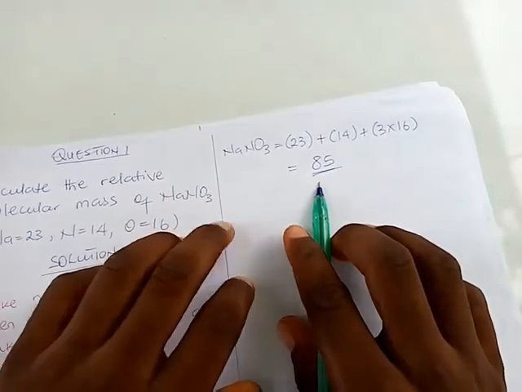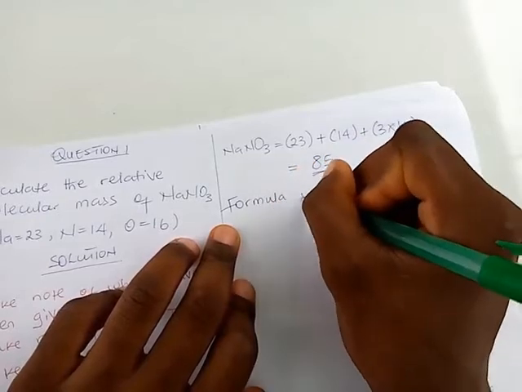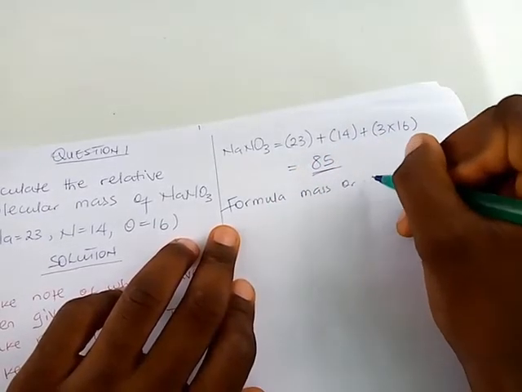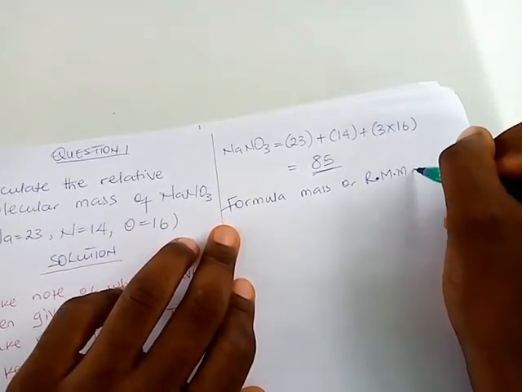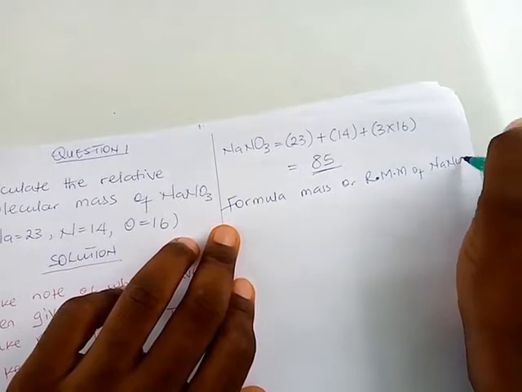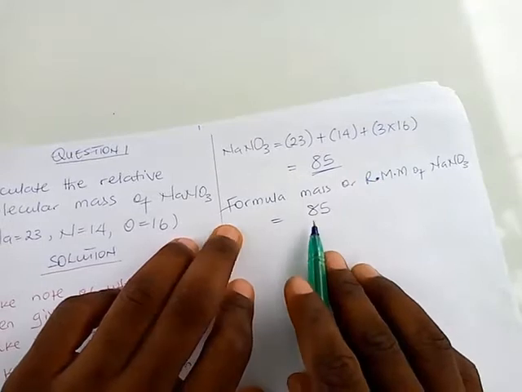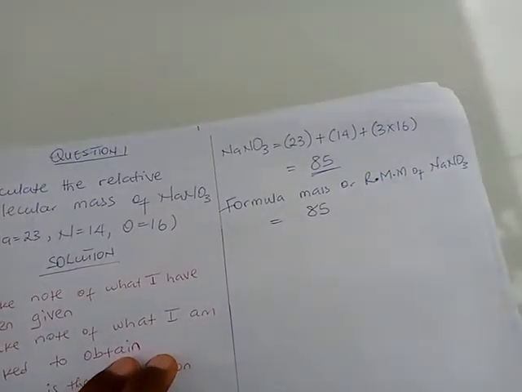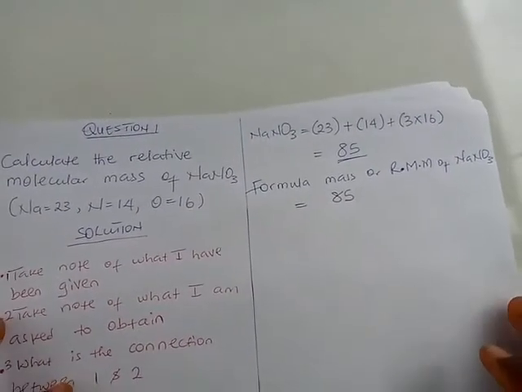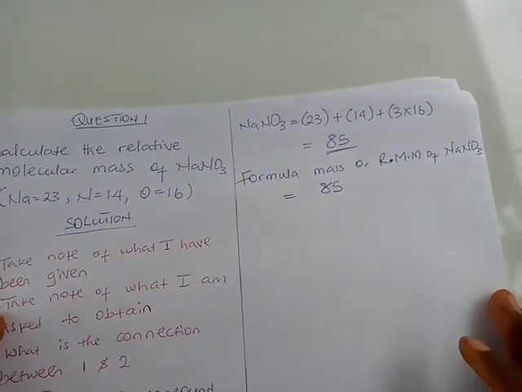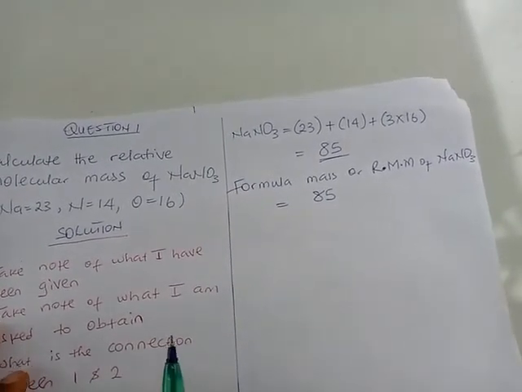So you can say that the formula mass or the relative molecular mass of sodium trioxonitrate 5 is equal to 85. Note, no unit was specified. We don't need a unit. The relative molecular mass, relative atomic mass, or the formula mass has no unit. So let's take the second question.